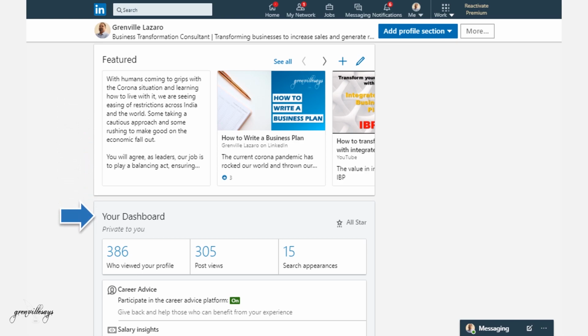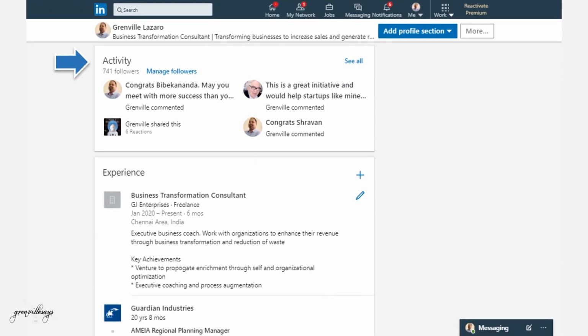The next is a dashboard which gives information about the profiles and views. There is a section that gives you all the activities that you recently had, and a section that covers all your experience.